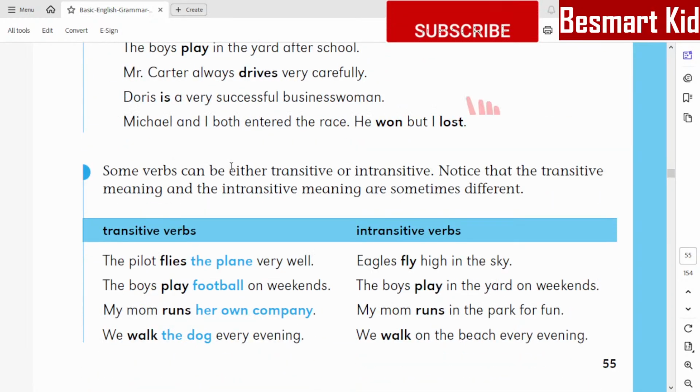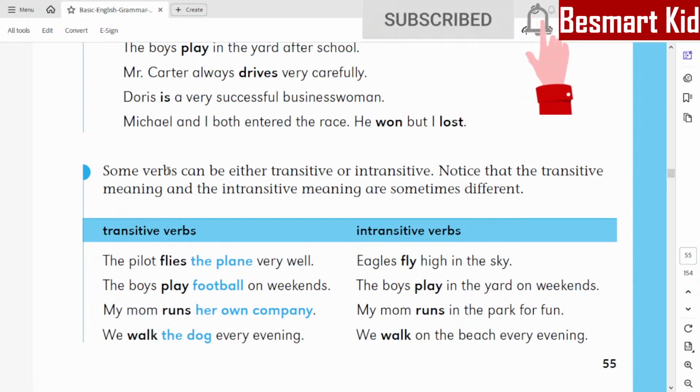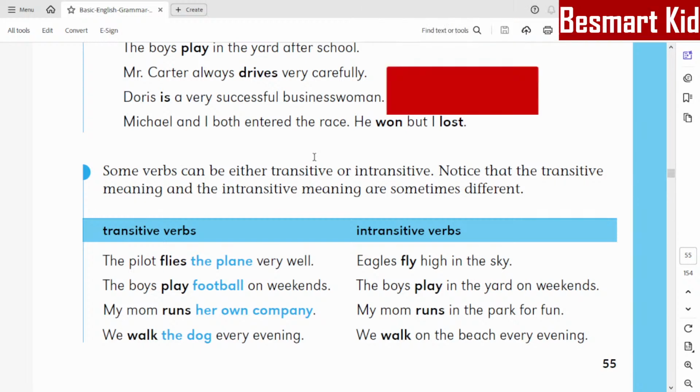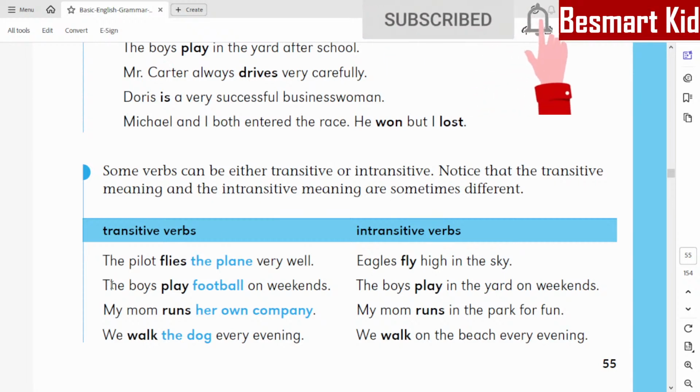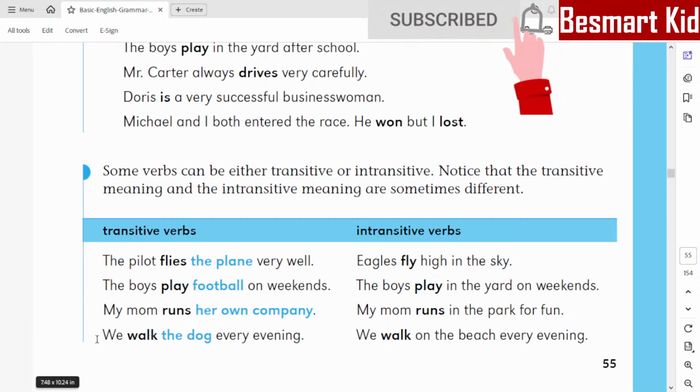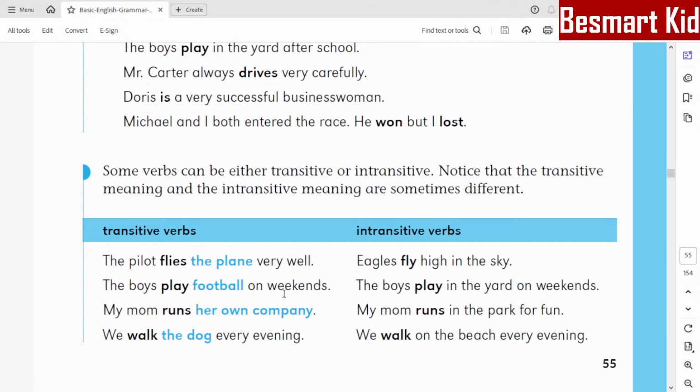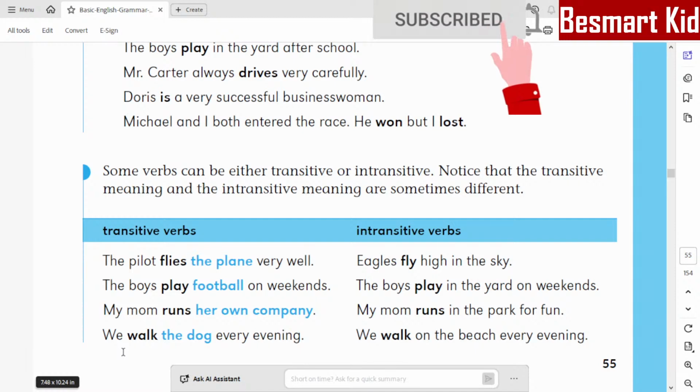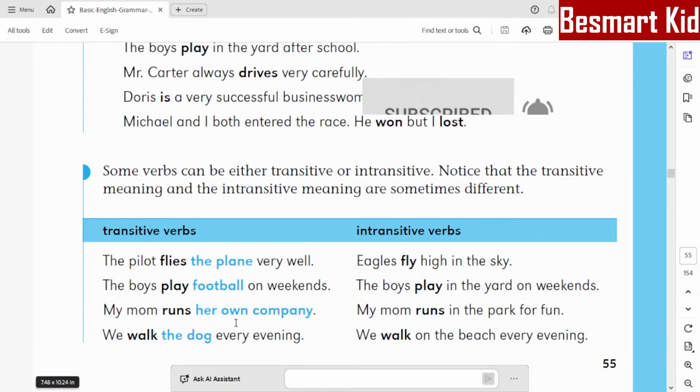Some verbs can be either transitive or intransitive. Note that the transitive meaning and the intransitive meaning are sometimes different. Here we have transitive verbs. The pilot flies the plane very well. The boys play football on weekends. Mom runs her own company. We walk the dog every evening.